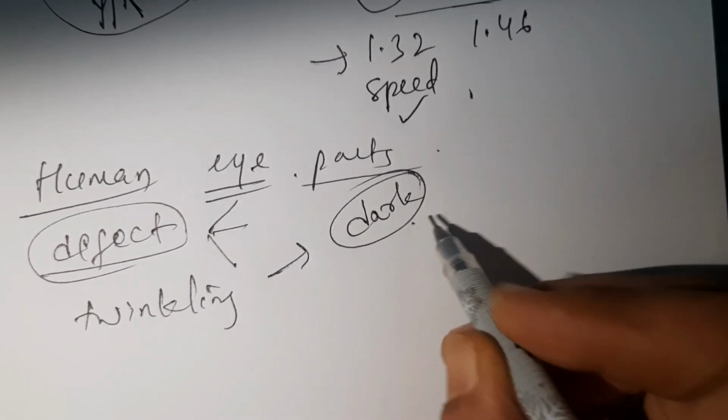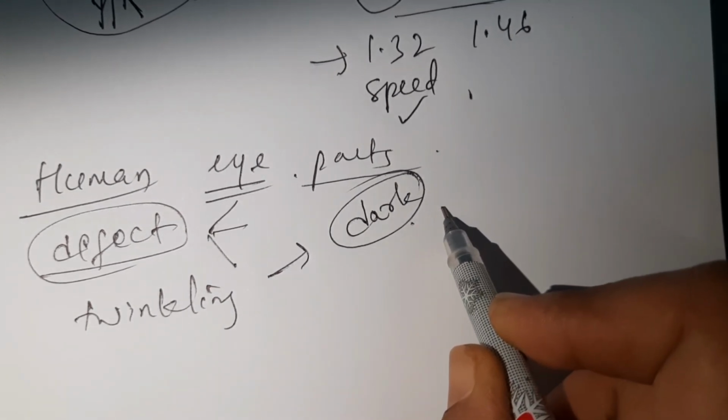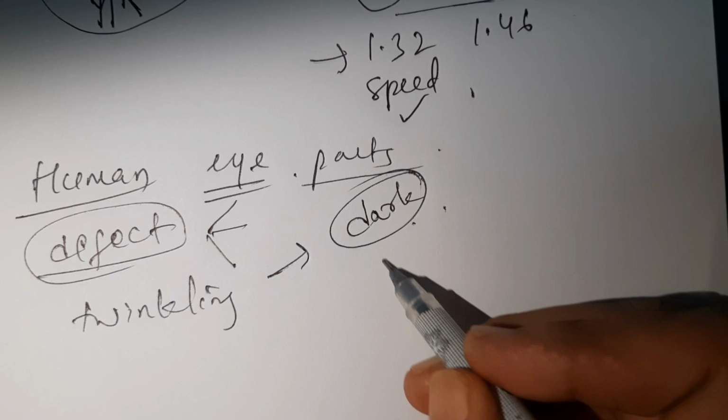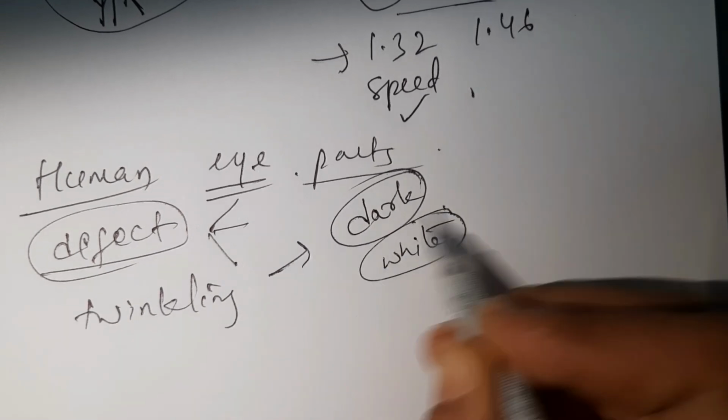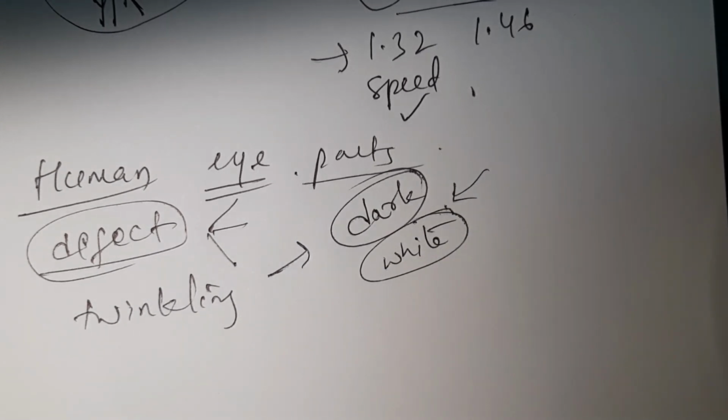If there is no refraction, everything will look dark in color. If everything is reflected, the thing will be white in color. So this can be an MCQ question.